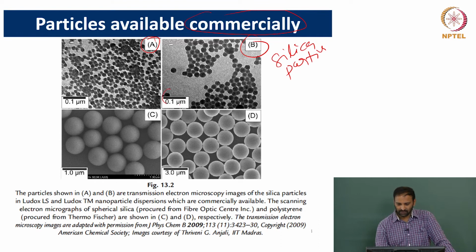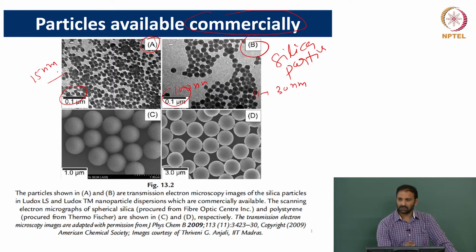Okay, and if you look at the length scale, they are sub 100 nanometer. So this is 100 nanometer. If you look at these particles, they are maybe about 30 nanometer in dimension, and these are about 15 nanometer in dimension. They are sold under a commercial name called Ludox particles. You can buy them. They come in liters and liters, not very expensive. And these two are examples of silica particles, SiO2, and this is polystyrene.